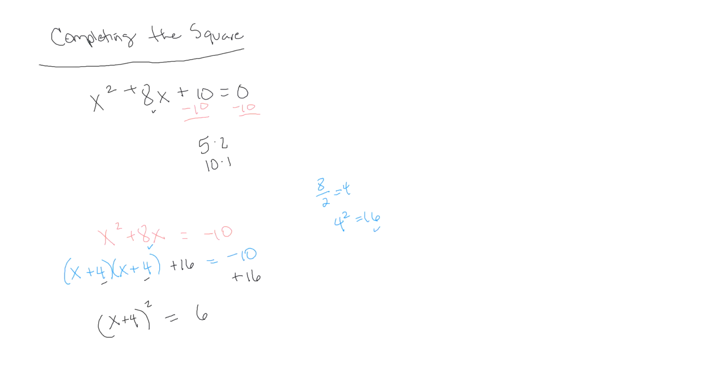So now I can do the square root method because I have a perfect square on the left side and the right side. So I take the square root of x plus 4 squared and the square root of 6, which leaves me with x plus 4 equals the square root of 6. This is really plus or minus, but minus 4, minus 4. So I have x equals square root of 6 minus 4.